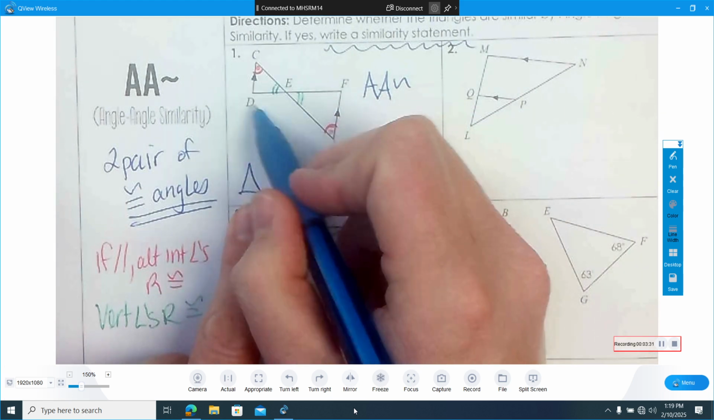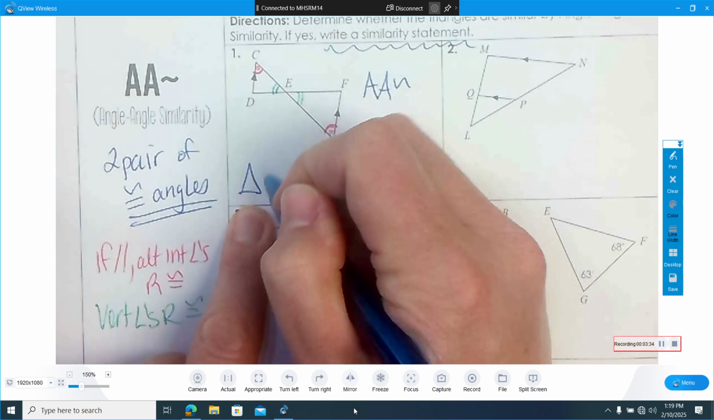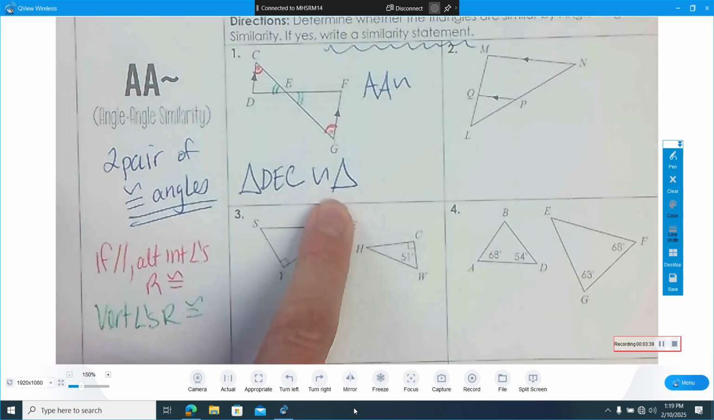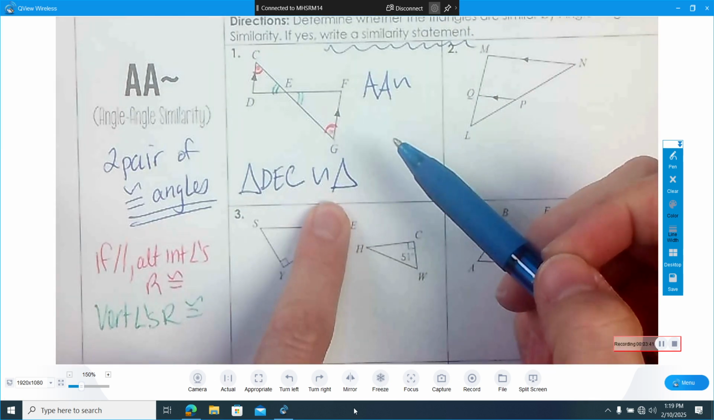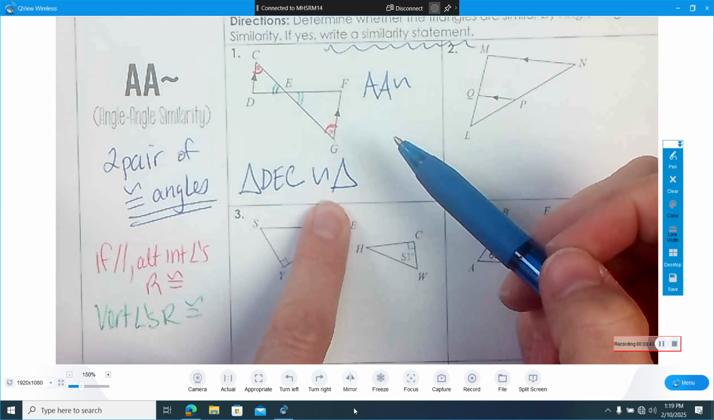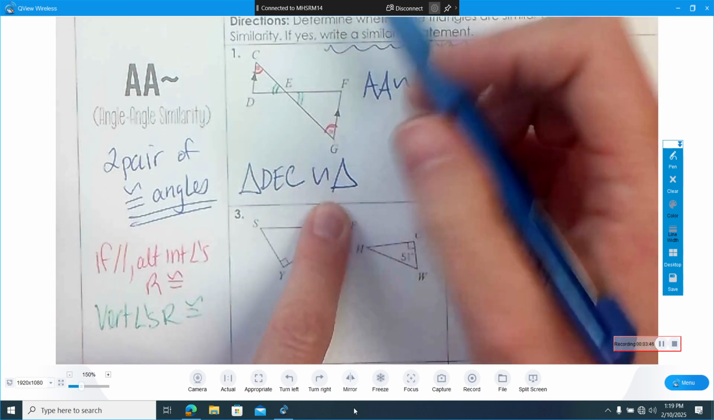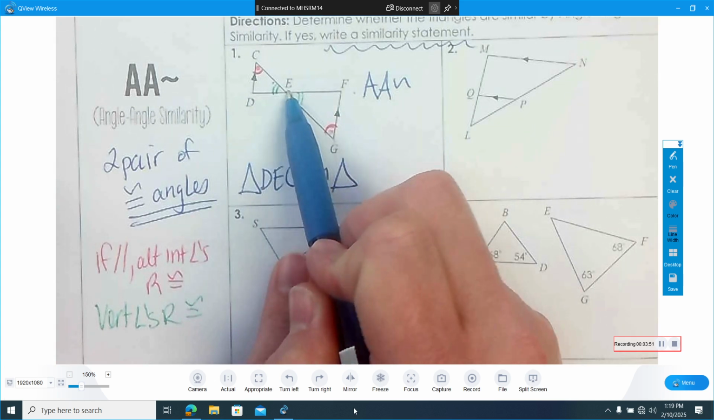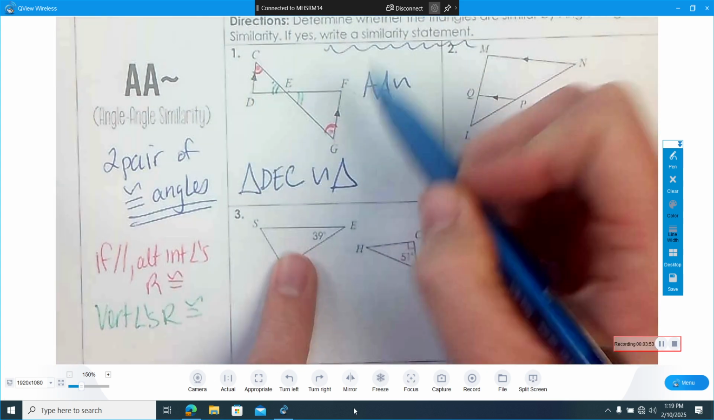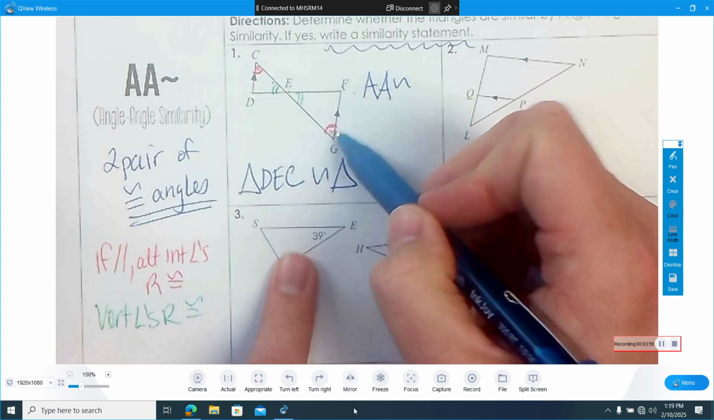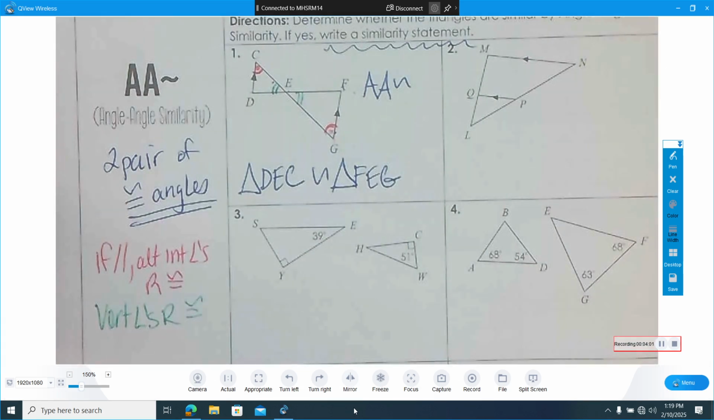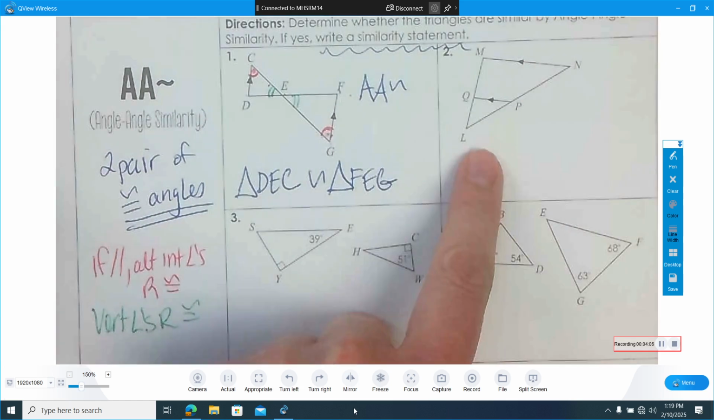Okay, so we want to say triangle. Now, be careful how you order this. I'm going to say triangle DEC is similar to what triangle? GFE? No. FE. Okay, good. I did D, which has no markings, then E, then C. So D, green, red. So we're going to do F, green, red. So FEG. All right? Make sure you get those in the right order. Order matters.